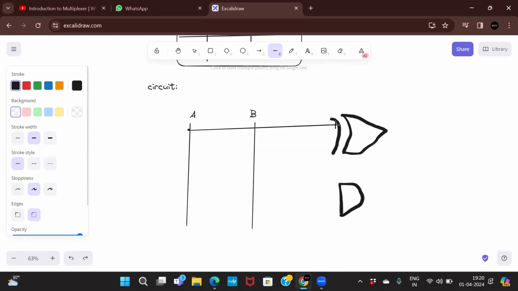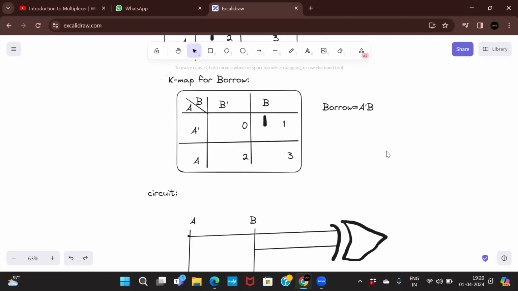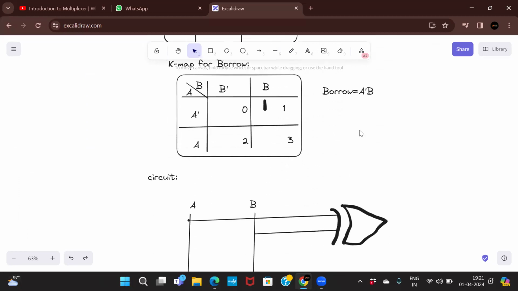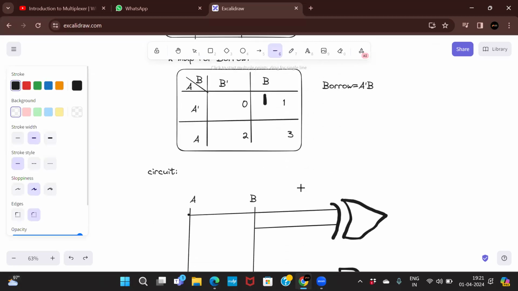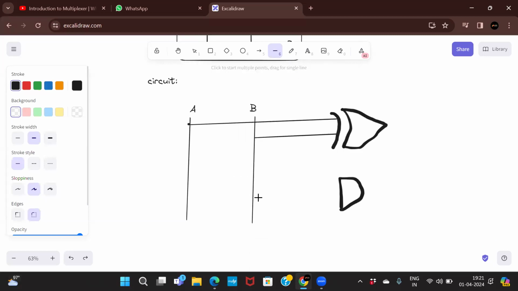Just focus how I'm doing. So the first expression is over. Now, what are the expressions for borrow we have? One is B, right? So I'm just connecting B.